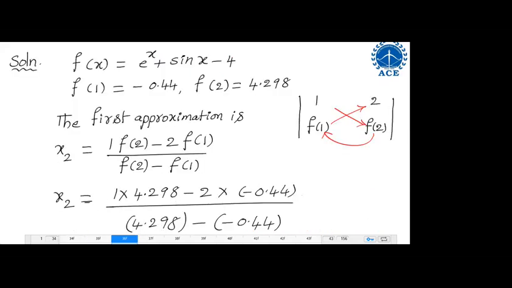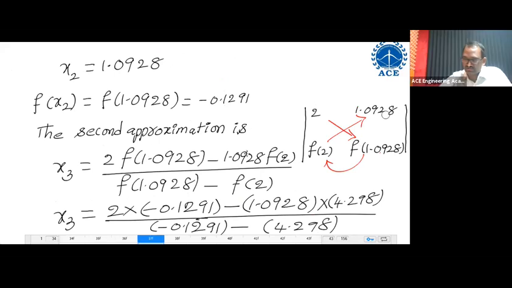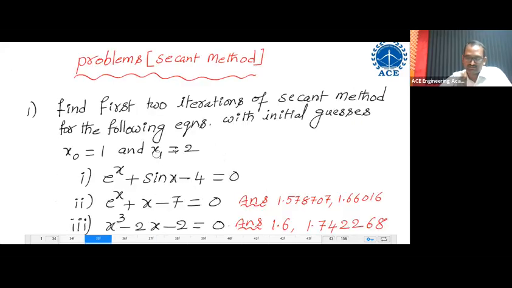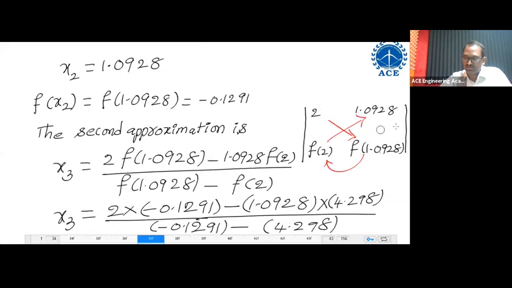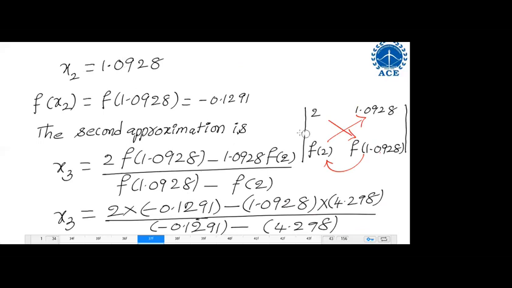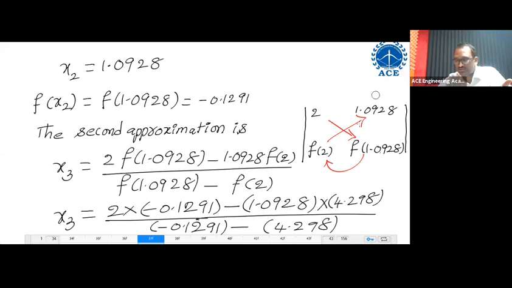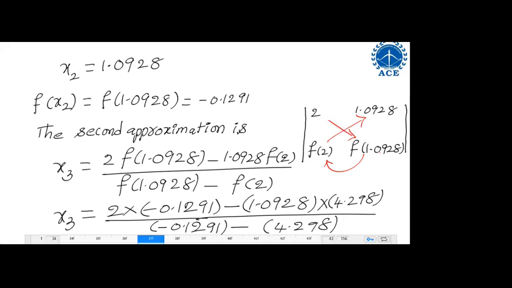Yes, sir. Now, for the next approximation, x1, x2. What is x1? x1 is 2. x2 is 1.0928. Okay, sir. For the next approximation, you write x2, x3. Then x3, x4. Then x4, x5. Then x5, x6, then x6, x7. Is it clear? Yes, sir, I understand. Okay, thank you, sir.